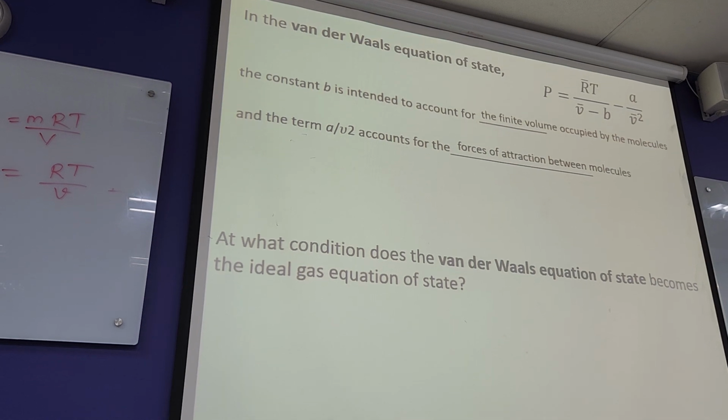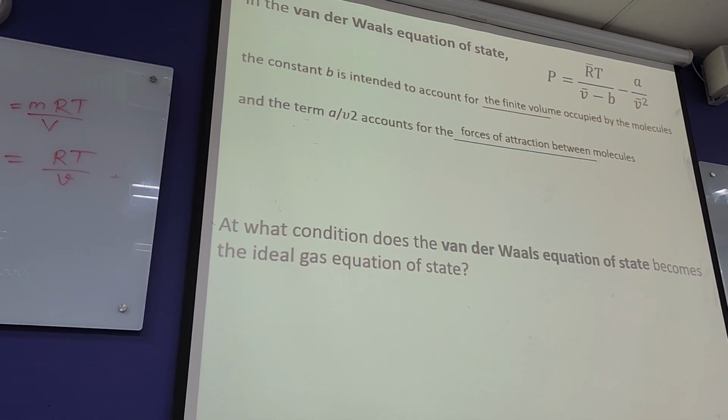Anyway, at what condition does the van der Waals equation of state, the equation written at the top, become the ideal gas equation? Just look at that equation. When would that equation be ideal gas? When the value of A becomes infinity or 0? 0. And the value of B becomes infinity or 0? 0. So basically, there's no finite volume. Basically, there's no volume for particles and there are no intermolecular forces. And that will be ideal gas.